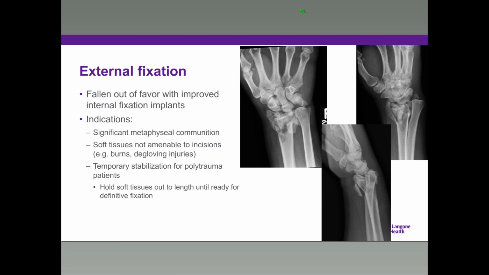I get these people who fell three stories and landed on their outstretched wrists. So they're going to get a distal radius that looks like this on the right. There's so much metaphyseal comminution, you're going to have a really difficult time, one, holding those fragments with a plate, and two, maybe even getting it out to length.